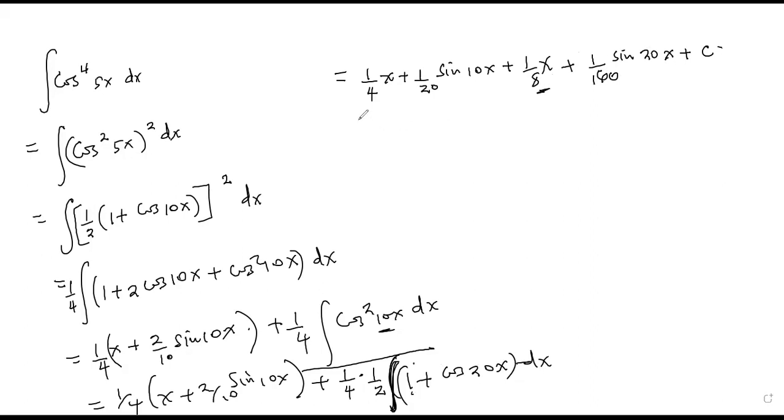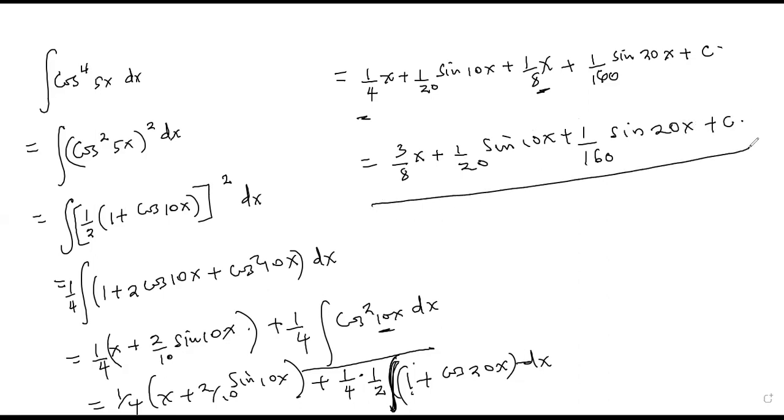When you bring this one and this one together, it's going to be 3 over 8x plus 1 over 20 sine 10x plus 1 over 160 sine 20x plus a constant of integration.